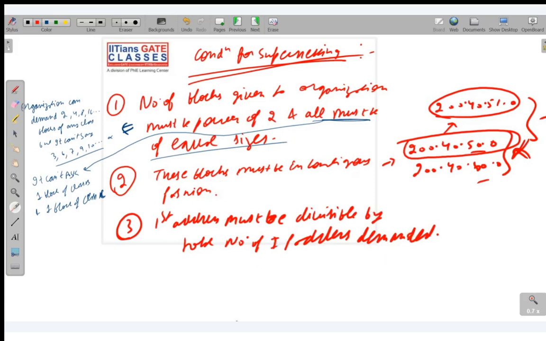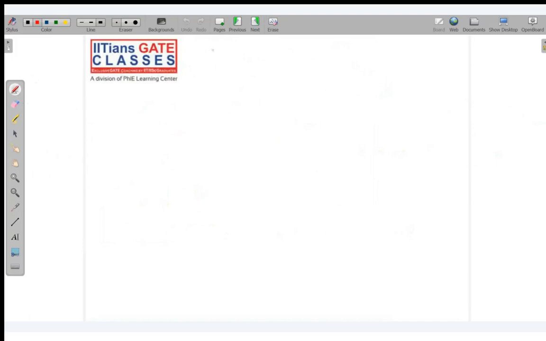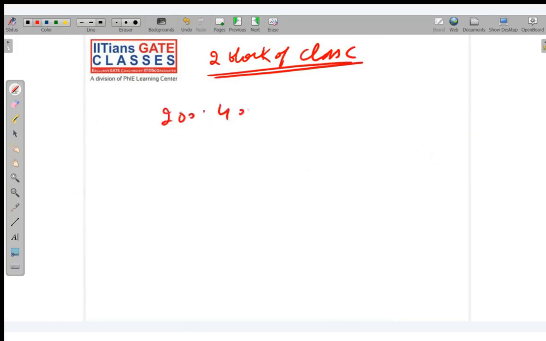Take the snapshot. I will jump to the next slide. Done, sir. Okay. So for example, take the example of class C. You want two blocks of class C. So what will you do? For example, I say 200.40.10.0, and the next block is 200.40.11.0. These two can be given. Okay, why can these two be given?